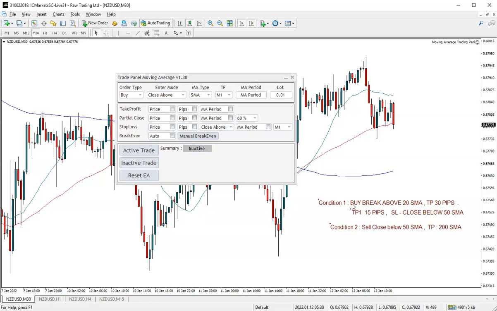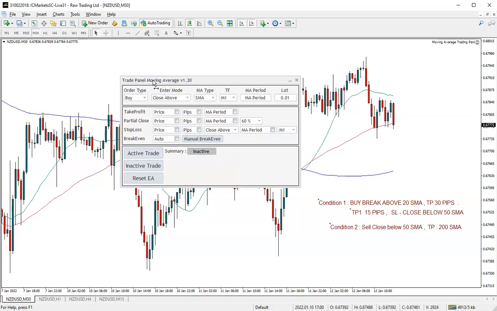Now in first condition, we are looking for a buy trade, and we want to buy if candle closes above 20 MA, and we want to set 30 pips of TP. We can also take partial take profit. We are going to set 15 pips, and stop loss we are going to use this 50 moving average. So if candle closes below 50 moving average, and if we are in buy trade, we want to exit the buy position.